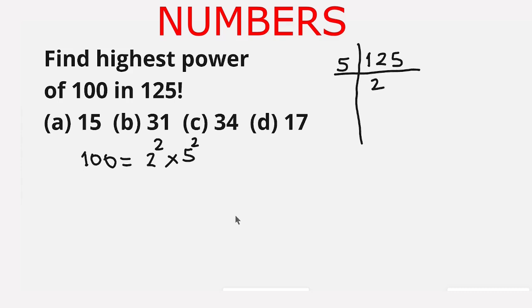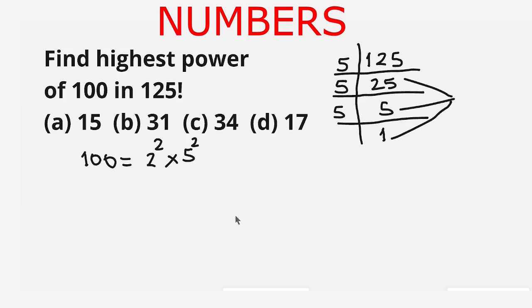5 times 25 is 125. We again divide 25 by 5 and 5 times 5 is 25. Now we again divide 5 by 5 and quotient is 1. Now we will add all these quotients. 25 plus 5 is 30 plus 1 is 31. So the maximum power of 5 is 31.